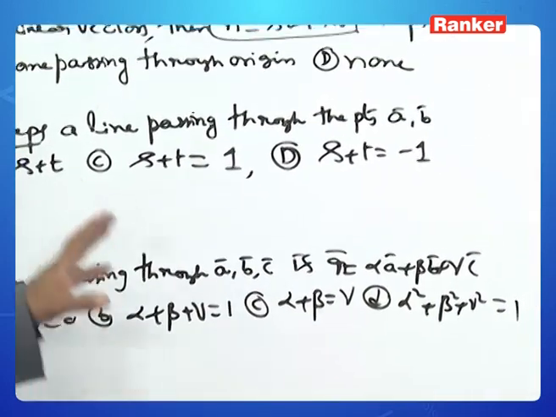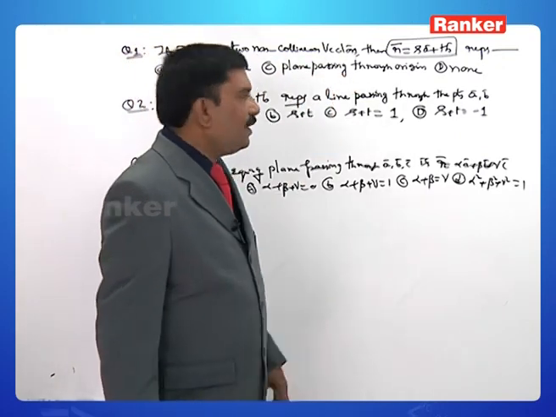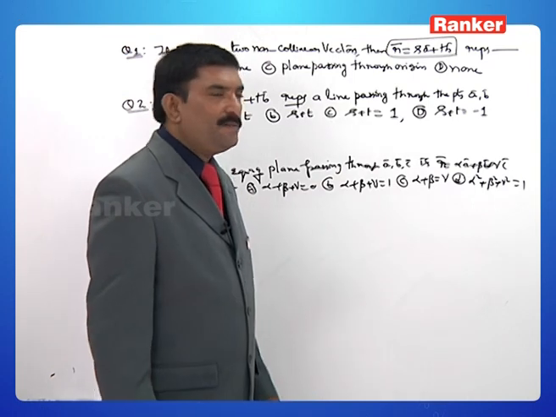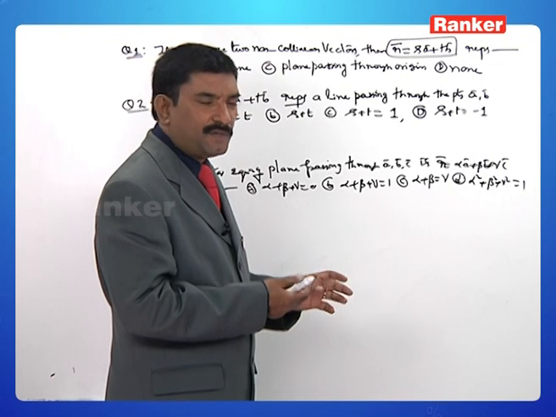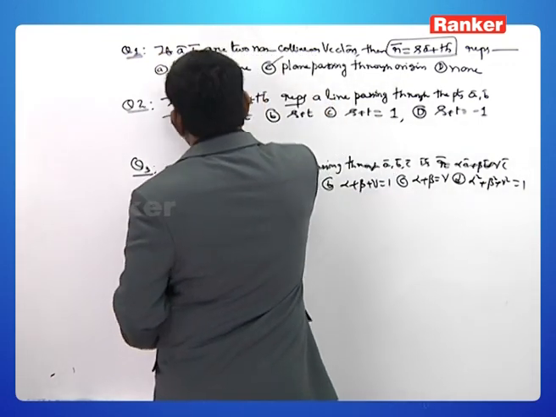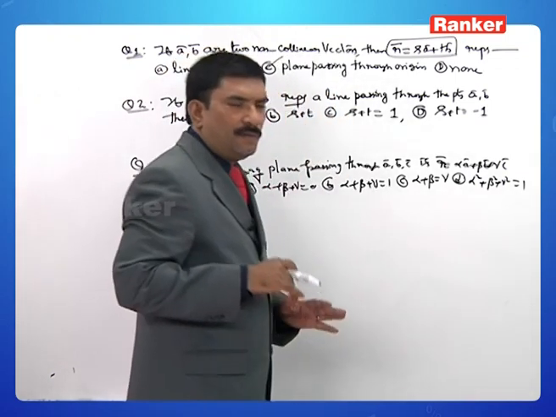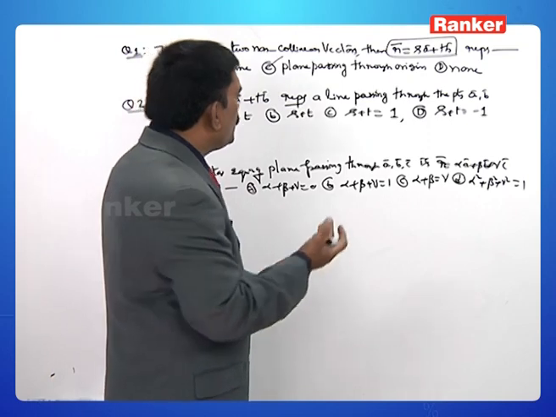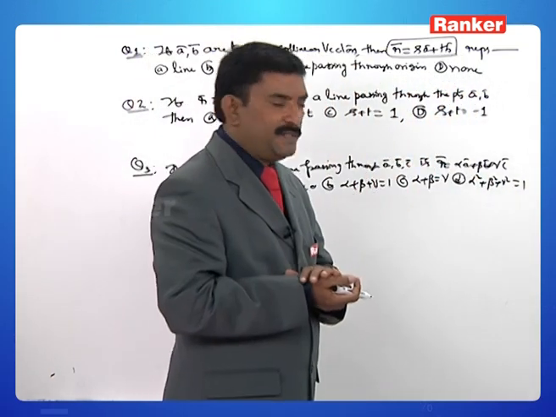Followed? So now, if a bar, b bar are two non-collinear vectors, then r bar is equal to s a bar plus t b bar represents a what? Certainly it is a plane equation. It is not a line, it is a plane. So actually there are three types of plane equations.